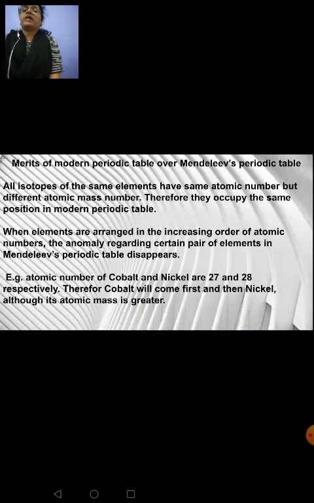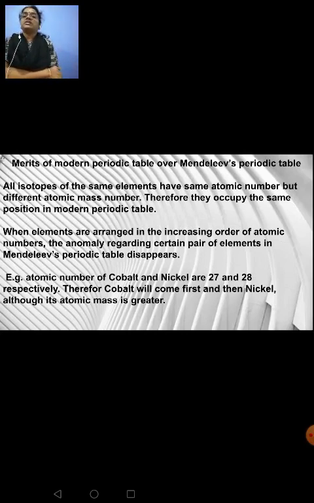Next, let's talk about the merits of the modern periodic table over Mendeleev's periodic table, or in other words, how the anomalies regarding Mendeleev's periodic table were overcome in the modern periodic table. First, Mendeleev had not spoken about isotopes. When he arranged the elements in increasing order of their atomic masses, he should have given separate places for their isotopes, because isotopes are atoms of the same element having the same atomic number but different atomic mass numbers.